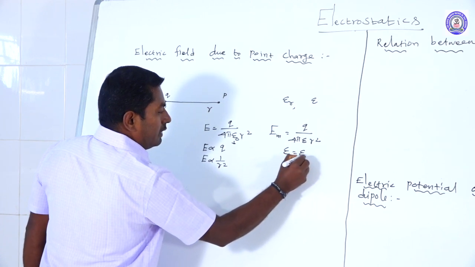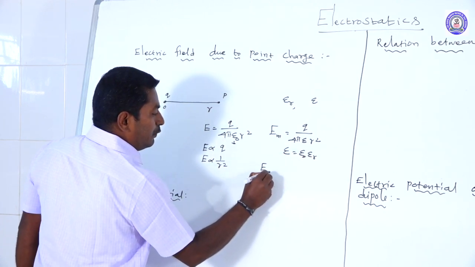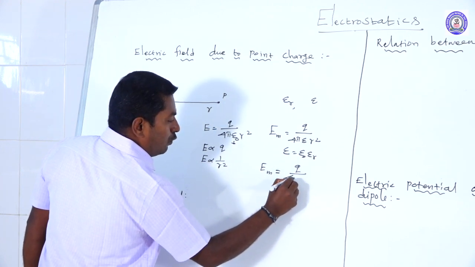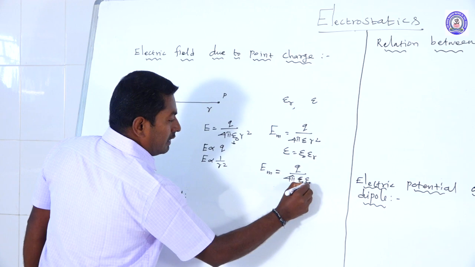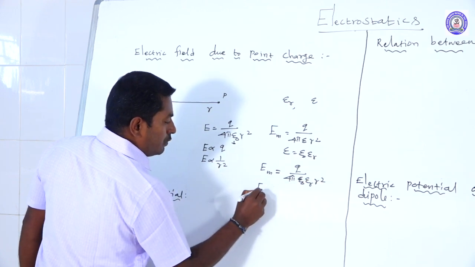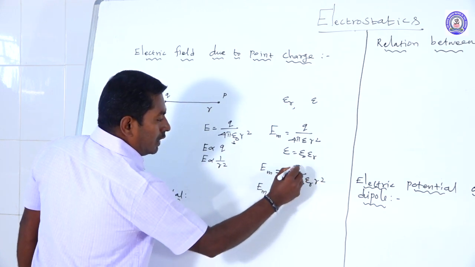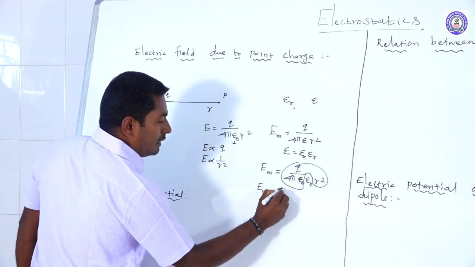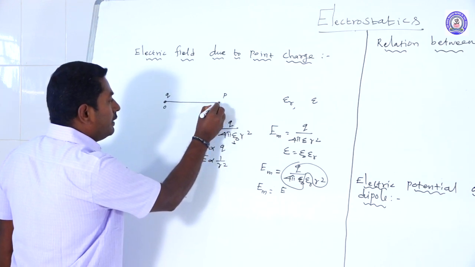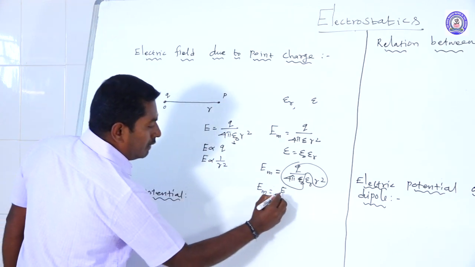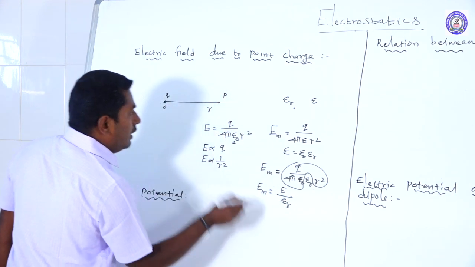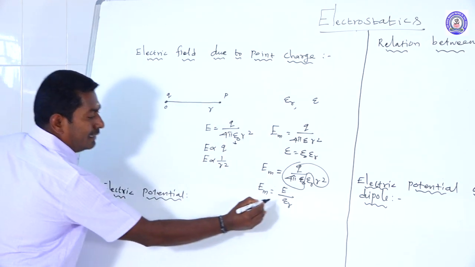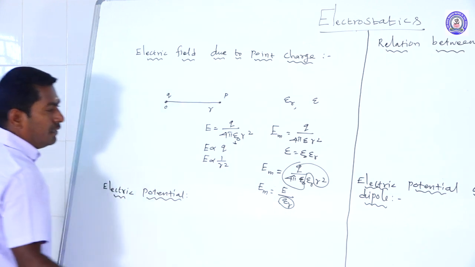Here epsilon is equal to epsilon naught. The electric field at a point inside the medium, Em, is equal to Q divided by 4 pi epsilon naught R square, which is the electric field at a point due to a point charge in the medium divided by epsilon r. So inside the medium, that point charge produces an electric field at this point that decreases epsilon r times.